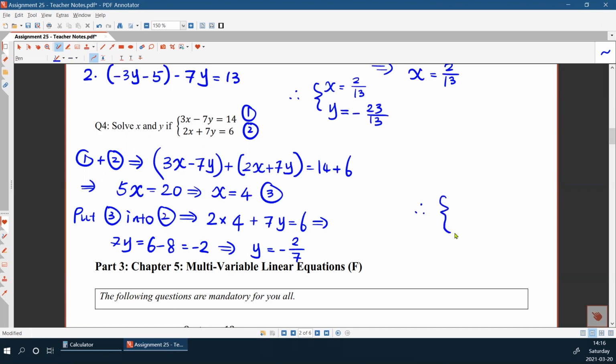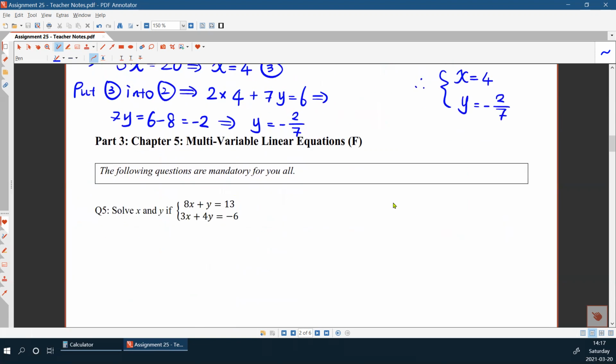So now we can make the conclusion. x is 4 and y is minus 2 over 7. Okay? So question 1 to question 4 are actually from your previous assignment, which are very simple two-variable systems of linear equations. These are fundamental to solve our following questions.